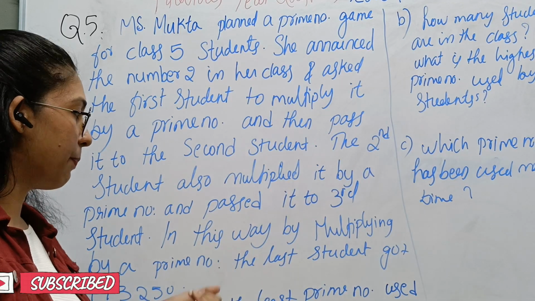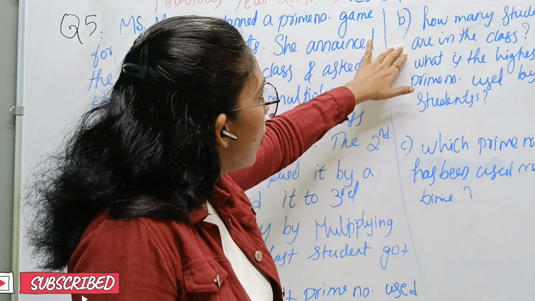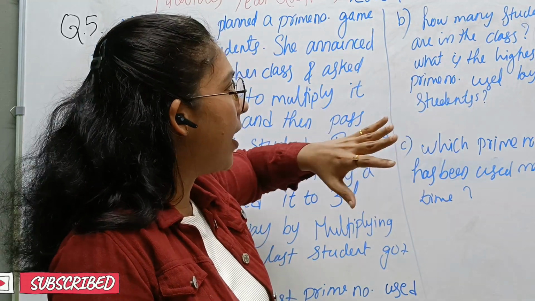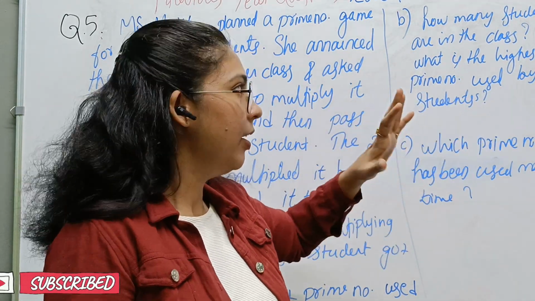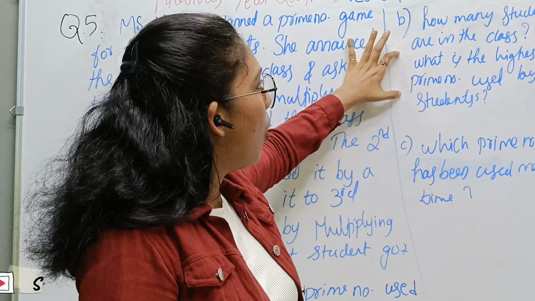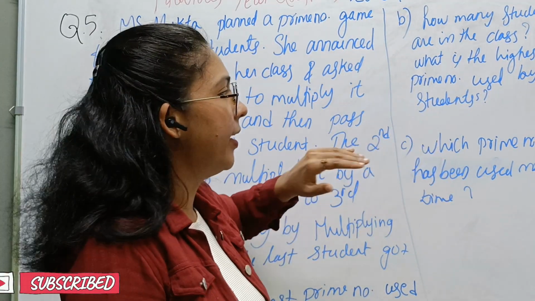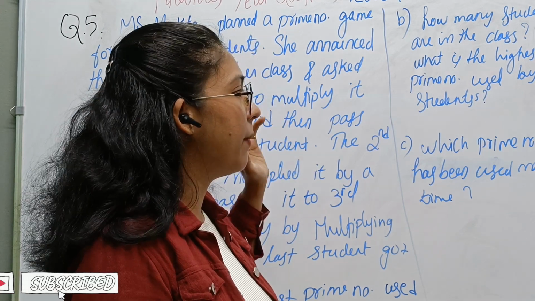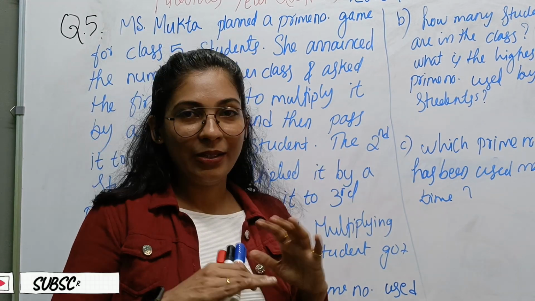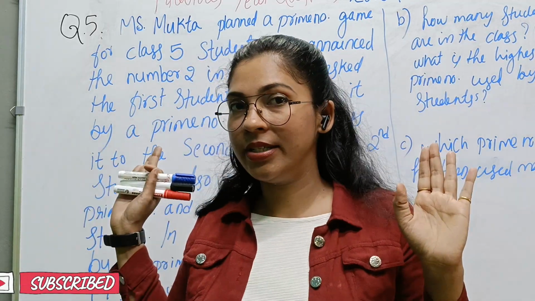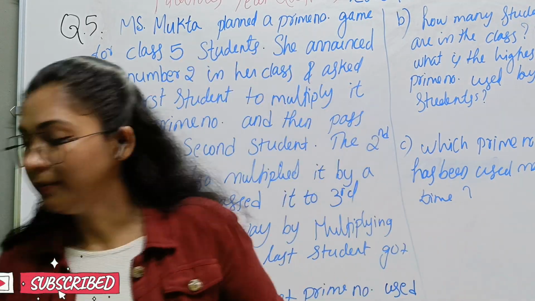So question A: what is the least prime number used by students? We have to find it out. Also, how many students are in the class, that means how many factors are there, we will discuss it later. Or what is the highest prime number used by students? And finally, which prime number has been used the maximum number of times? Don't panic on seeing this question. Actually, this is very simple, so let's solve it together.